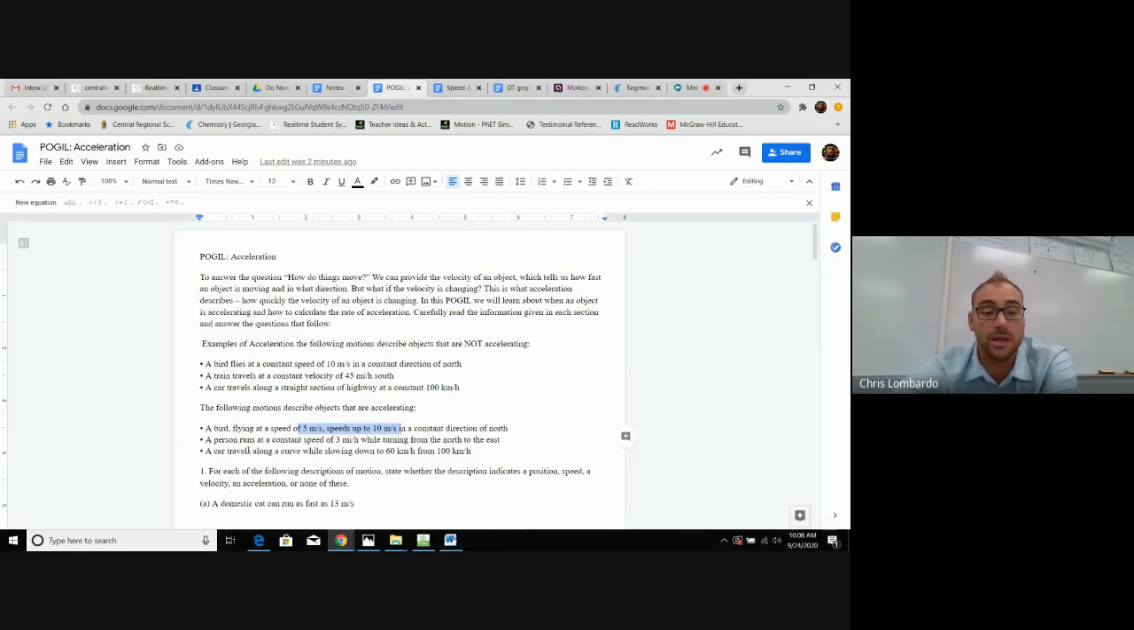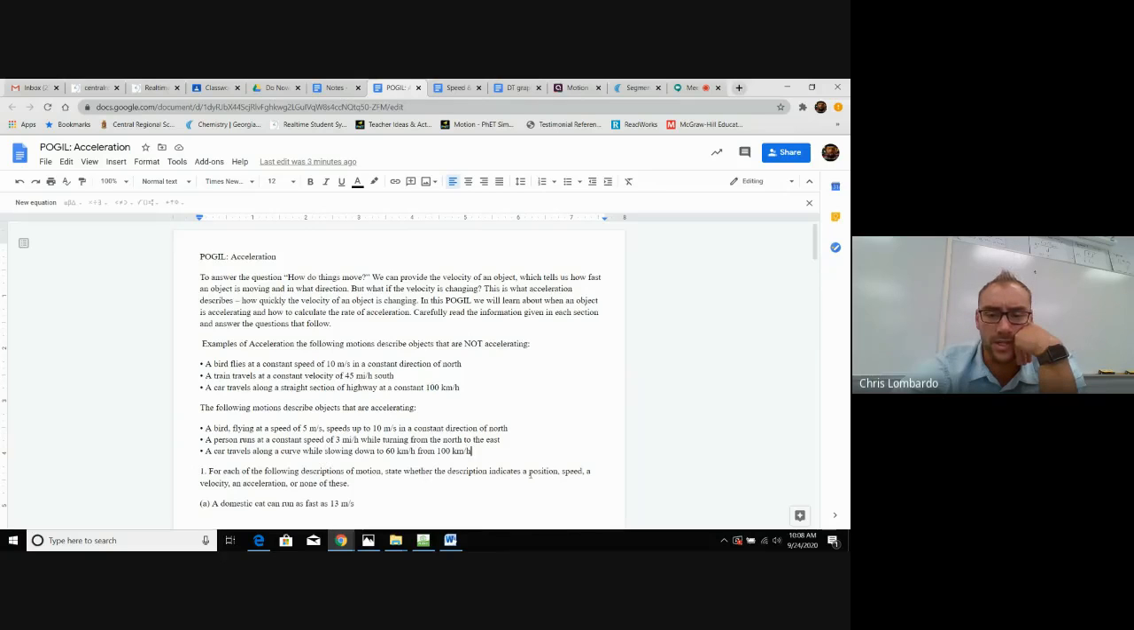So yes, you're accelerating. You're running at a constant speed of 3 miles an hour, but you're turning from north to east. In that sense, yes, you would be accelerating, because you're changing direction. You're traveling along a curve in a car while slowing down. So changing speed and moving around a curve, both of which are changing your velocities, so you are accelerating.